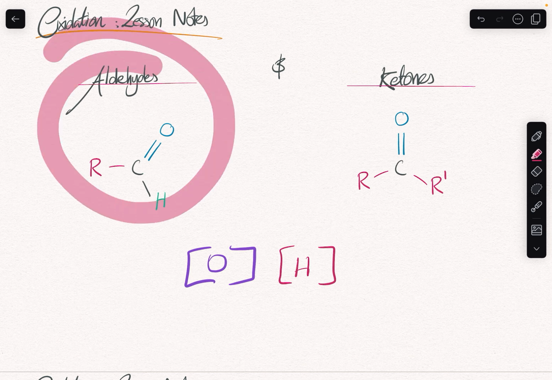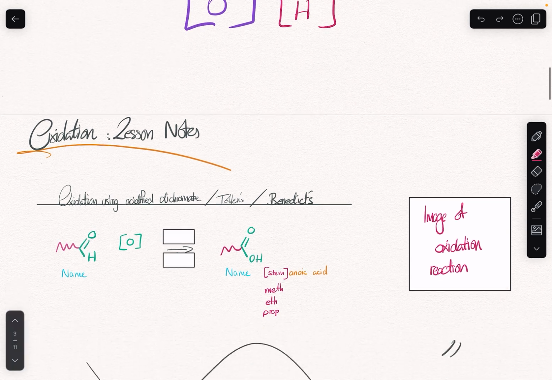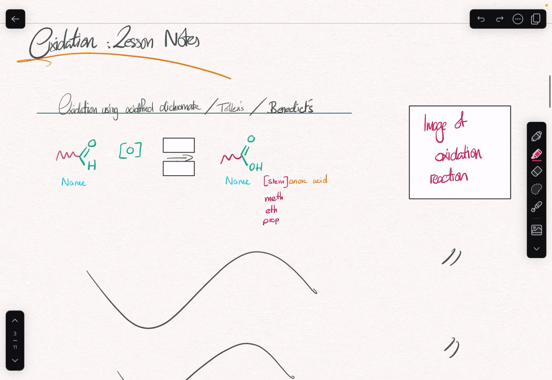Aldehydes are going to end in -anal, A-N-A-L. And then ketones are going to end in -one, O-N-E, essentially. But I'll talk about nomenclature when we go through the examples. So let's go down. And this is the example I gave you before.